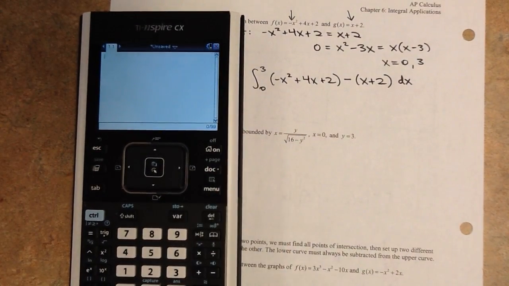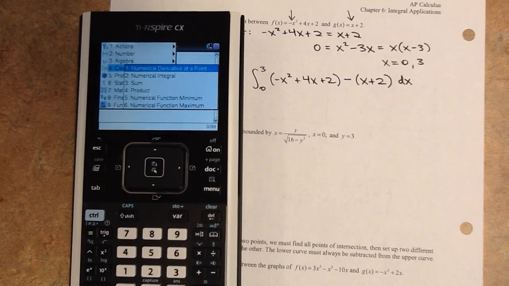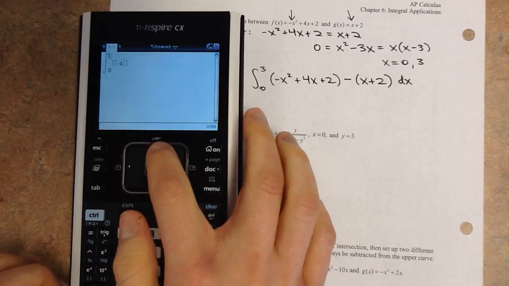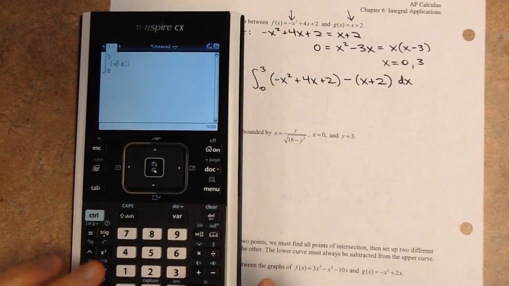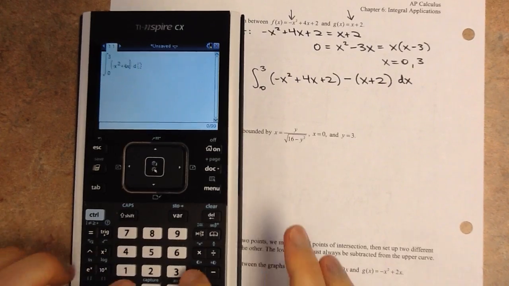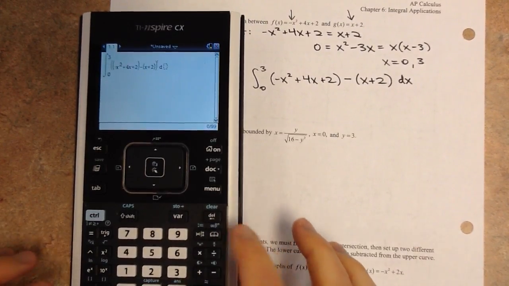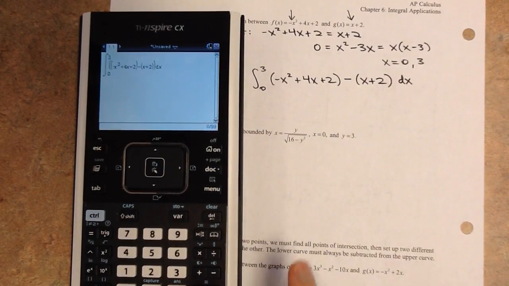So on the Inspire, we are going to hit the menu key, and then there's this whole calculus menu, and we're going to do a numerical integral. Okay, so I'm going to go from 0 up to 3. Be careful with your parentheses. So we've got negative x squared plus 4x plus 2, close the parentheses, minus, open up a new set of parentheses for the x plus 2, close, close, and, oops, that one was unnecessary, dx.